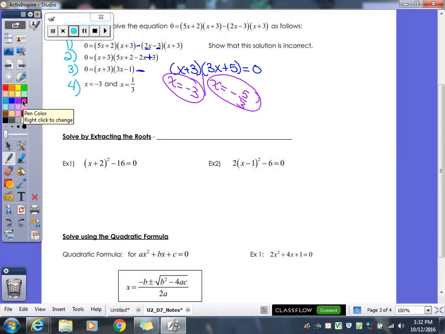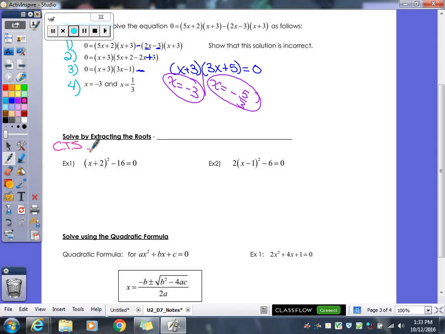All right, next one on here, solve by extracting the roots. We kind of already been doing that a little bit. That's when you take the square root of both sides, you get the plus or minus thing. These ones are kind of like in the middle of completing the square. That's what they were doing for this. We're in the completing the square steps, kind of in the middle of it.